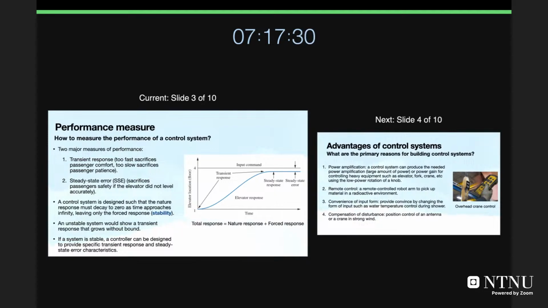But the transient response is the transition from the initial condition, because maybe I take the elevator from floor 1. So this is the transition from floor 1 until we reach our destination, until we reach steady state. We don't want this period. This is a transient or transition, and we want it to decay as quickly as possible because I want to reach my destination quickly and safely. So in control system design, we need this natural response to decay to 0 as time approaches infinity, leaving only the forced component. So this is the most important thing for us in control systems, to have this forced component.